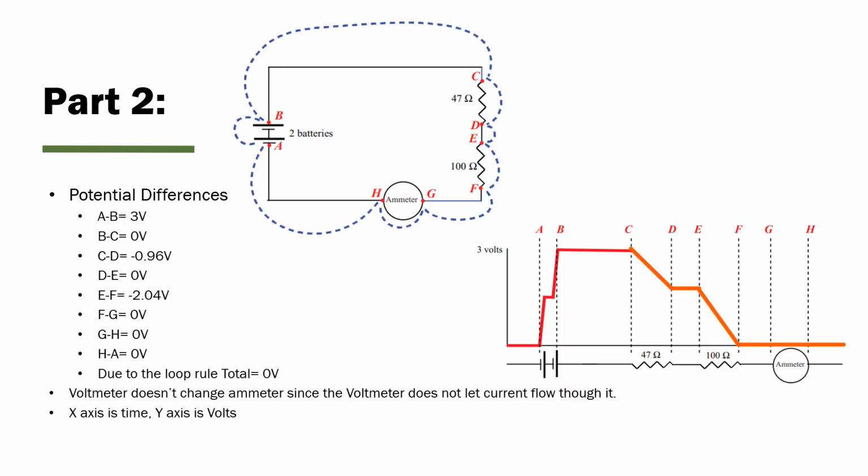So this was part 2 of the experiment, where we had to calculate the potential difference and basically graph it. You can see on the left here, I calculated each single component individually, and then due to the loop rule, everything does equal out to 0. Graphically, you can also see the same thing with the first resistor, the second resistor, and then the ammeter in series. You can see how it's slowly going off to 0 as it started in the beginning.